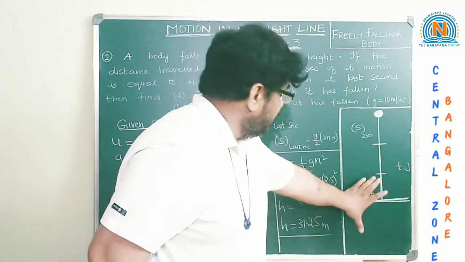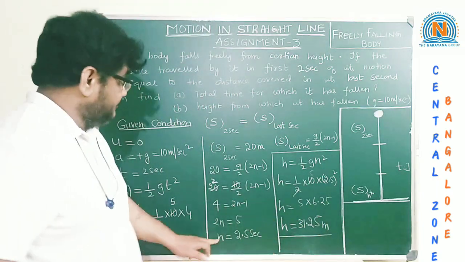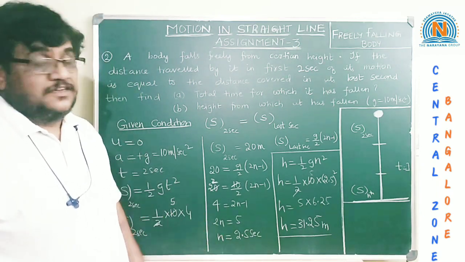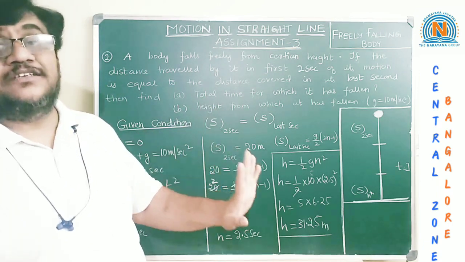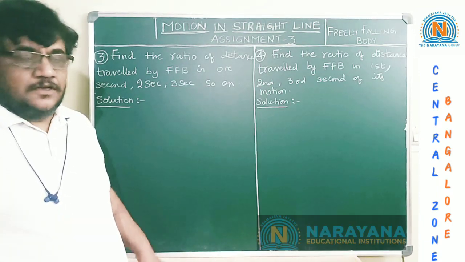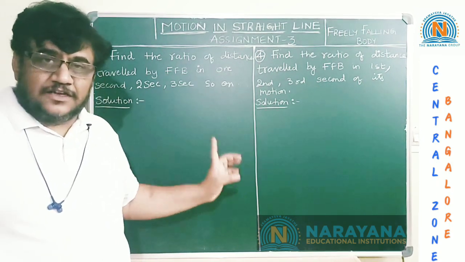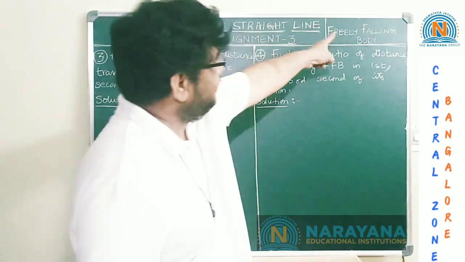So the object is falling from a height of 31.25 meters. The object has fallen for a time interval of 2.5 seconds. So you got the total time and you got the height from which it has fallen. So, these are another two important concepts and problems also in case of freely falling body.